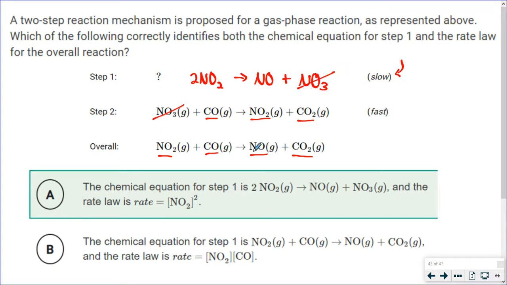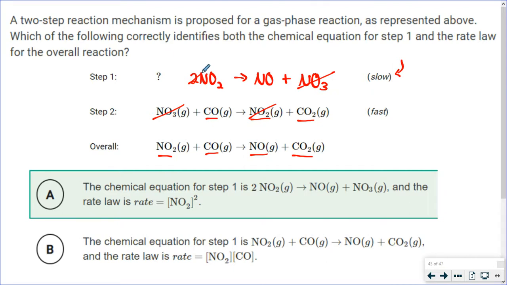If we add these reactions together, I'll cancel now. This will cancel with this. One of my NO2's will cancel with this. And then I'm left with an NO2, a CO on the reactant side. That's what I want for the overall reaction, an NO and a CO2 on the product side. So this is the correct step 1.